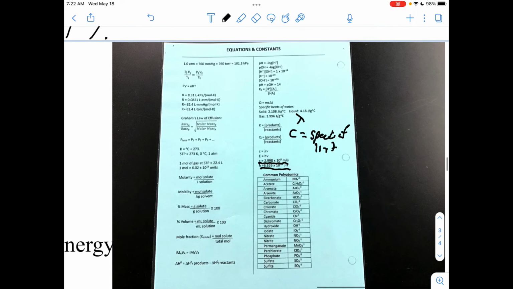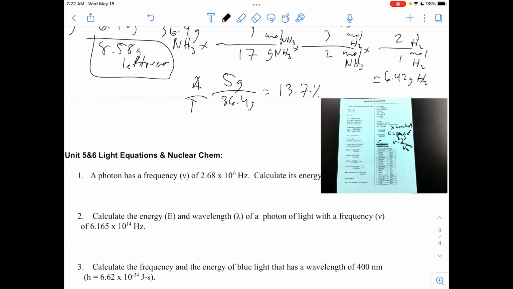This is lambda, which is wavelength. Kind of looks like a wavelength. And then that v is actually the letter nu in Greek, or n, and that's the frequency in hertz. H is Planck's constant, which is 6.626 times 10 to the negative 34. Okay, and that's all you really need for these problems.